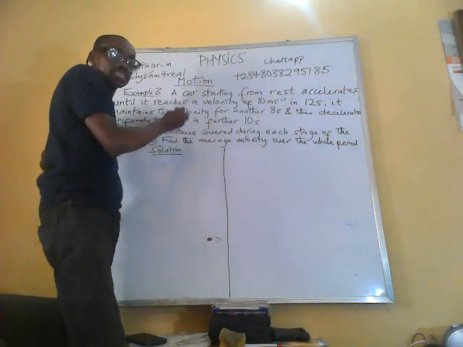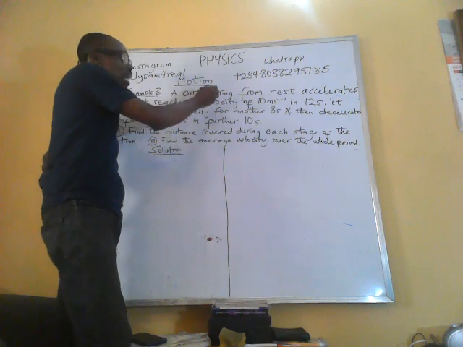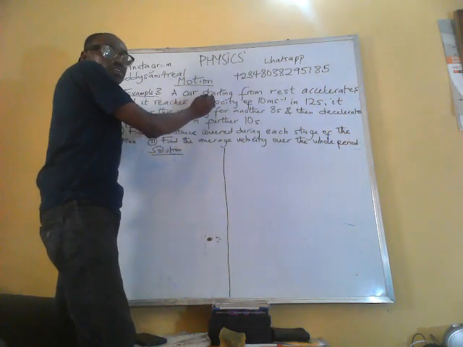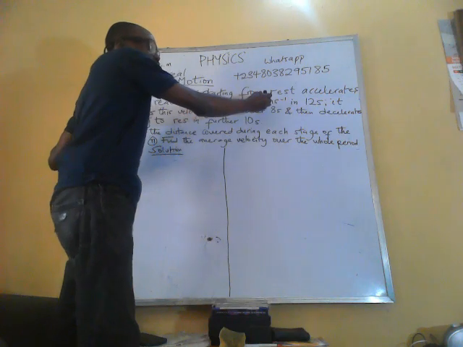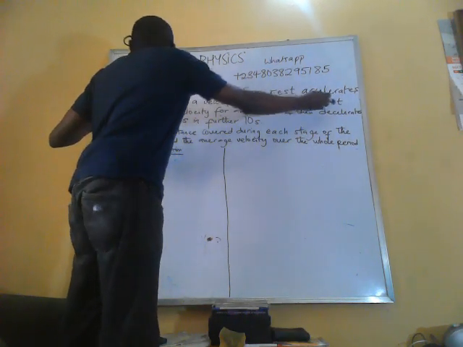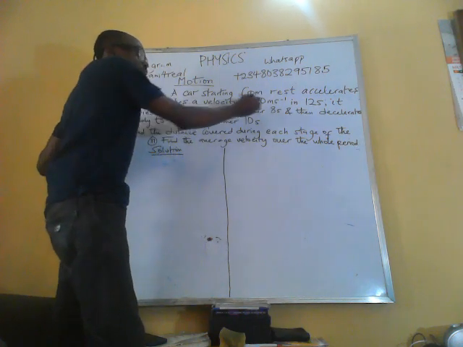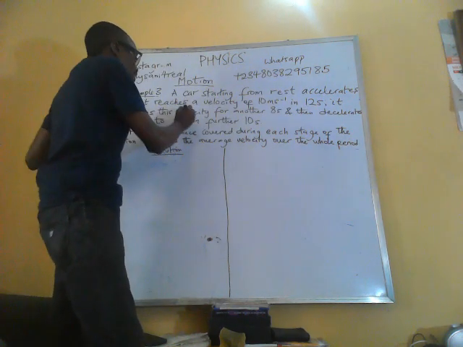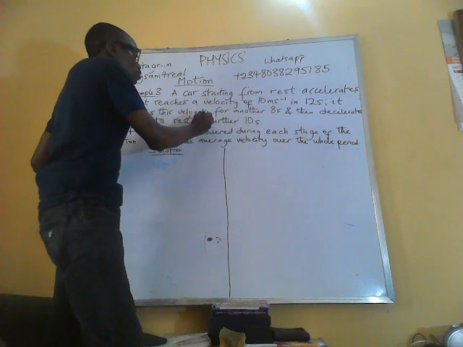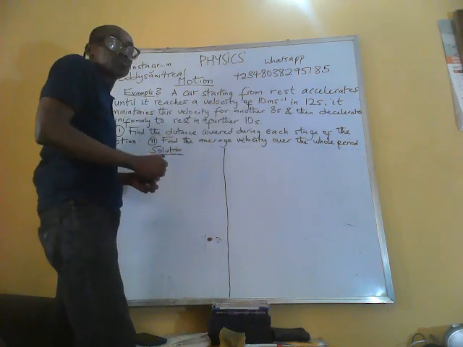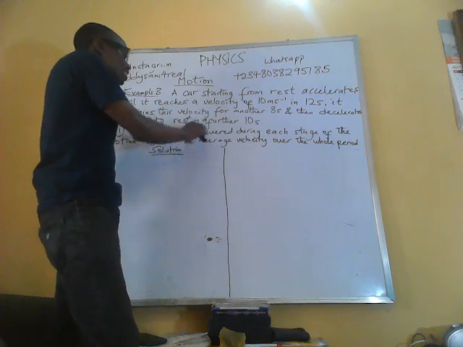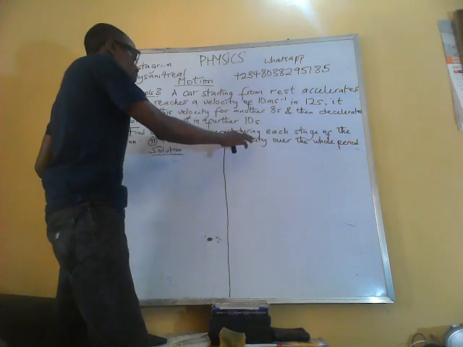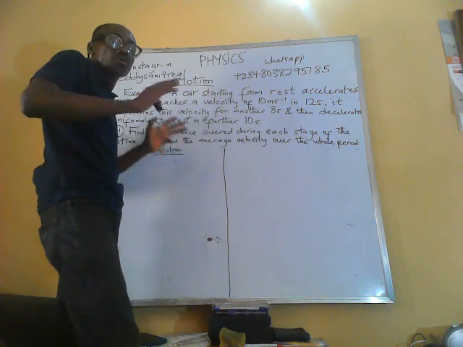So the question states that a car starting from rest accelerates until it reaches a velocity of 10 meters per second in 10 seconds. It maintains this velocity for another 8 seconds and then decelerates uniformly to rest in a further 10 seconds. Find the distance covered during each stage of the motion. Find the average velocity over the whole period.